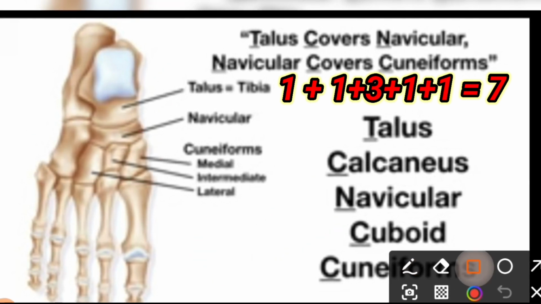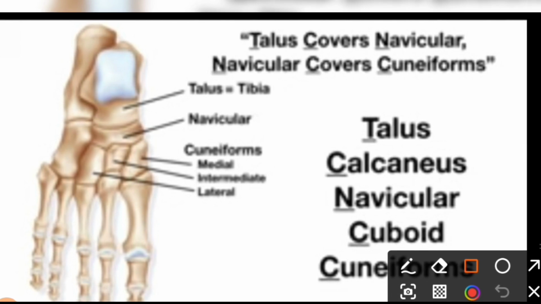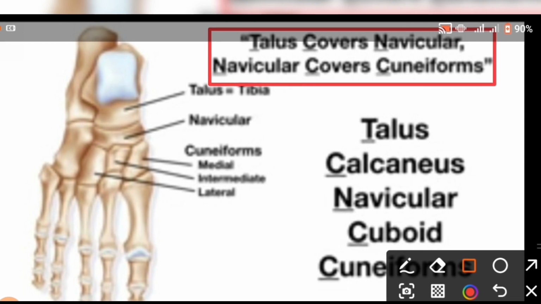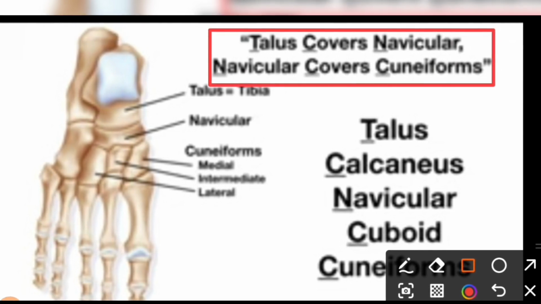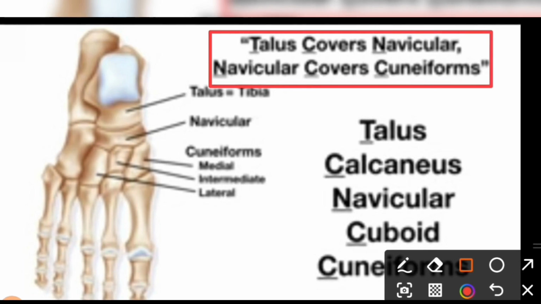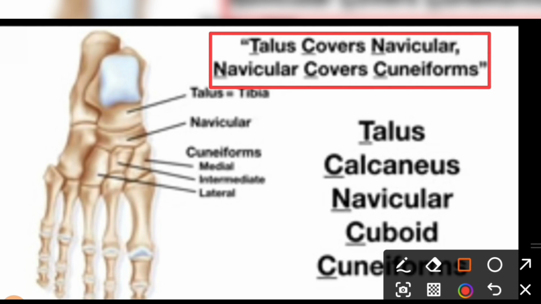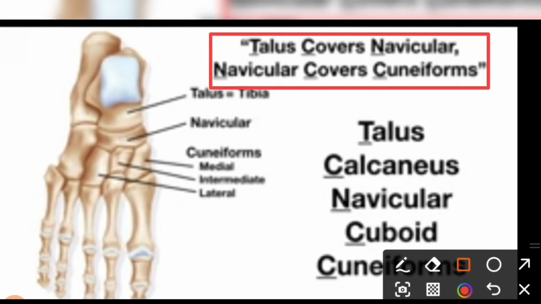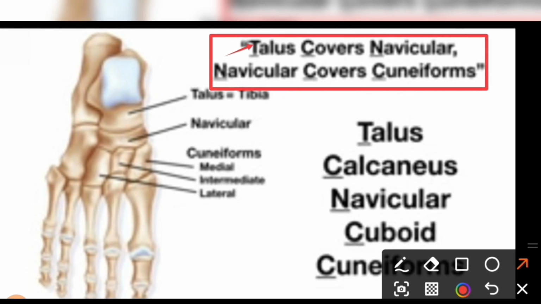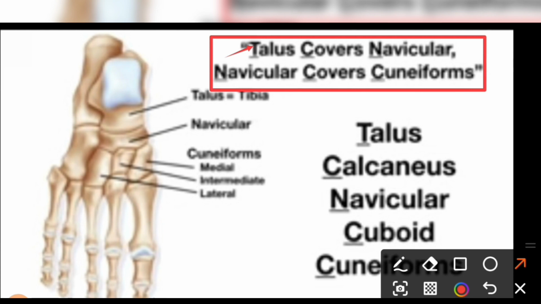And I'm going to discuss the mnemonic for memorizing the anatomy and the names of the tarsal bone. You can see over here, this is the mnemonic. The mnemonic tells us that talus covers navicular while navicular covers cuneiform. So the mnemonic will help to memorize the names of the bone and the anatomy of the bone. Talus covers navicular. These two are the names of the bone.